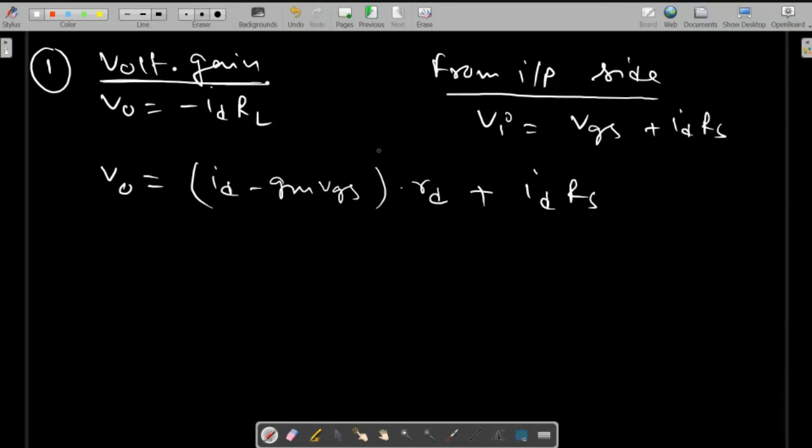So what to do? From this equation, we can write VGS equal to VI minus ID RS. Your job is to put this VGS value here. If I put this VGS value, the rest of the part will be VI and ID RS. And then after putting this, we can calculate the value of V0 by VI. Let's simplify that part.